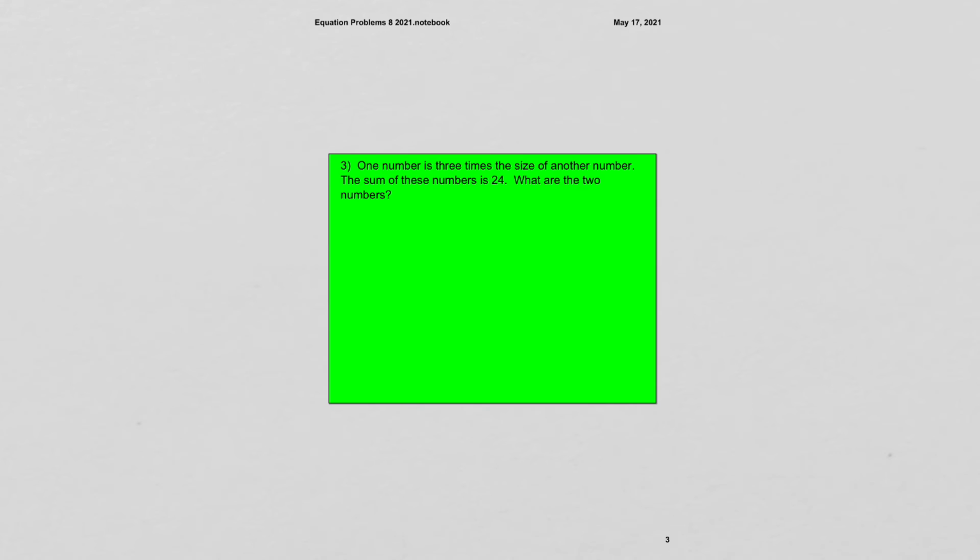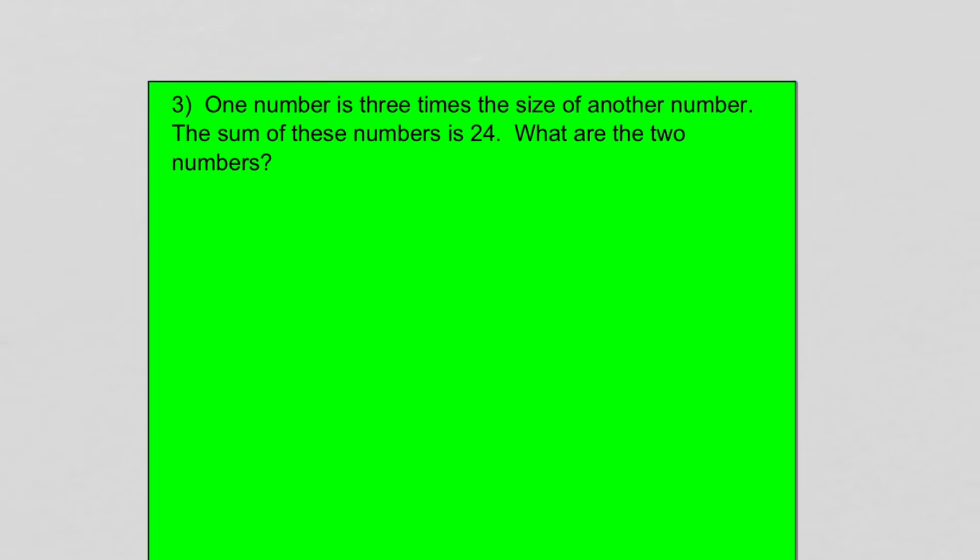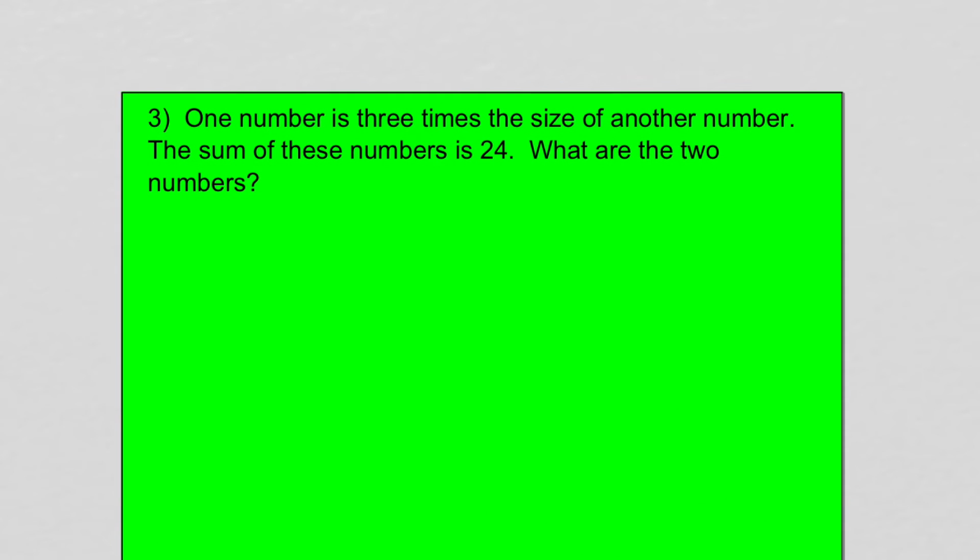Let's do another one. One number is 3 times the size of another number. The sum of those numbers is 24. What are the two numbers? Okay, this one's a little bit different because we've got 2 unknown numbers this time. But check this out. We're given a clue in the first sentence what they are. Well, one number is 3 times the size of another number. Well, let's start with the basic one.